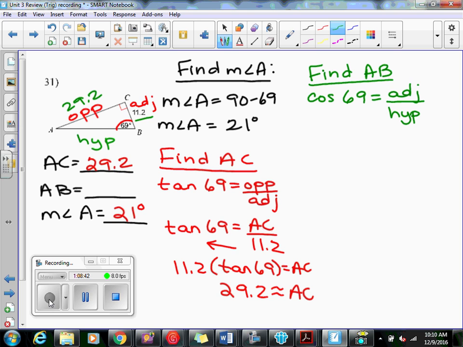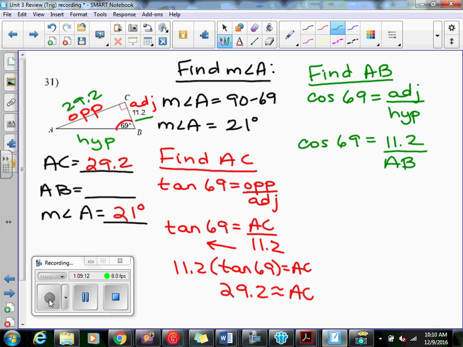The only reason I choose not to use what I found on my own is because if I did AC wrong, and then I plugged it in up here and used it in the next part, then that's going to be wrong too. So I almost always try to use what they originally gave me when I'm trying to solve something. All right, so cosine 69 equals adjacent over hypotenuse. Substitute in. Cosine 69 equals adjacent, which is 11.2, over hypotenuse, which is AB, and that's what we want to find.